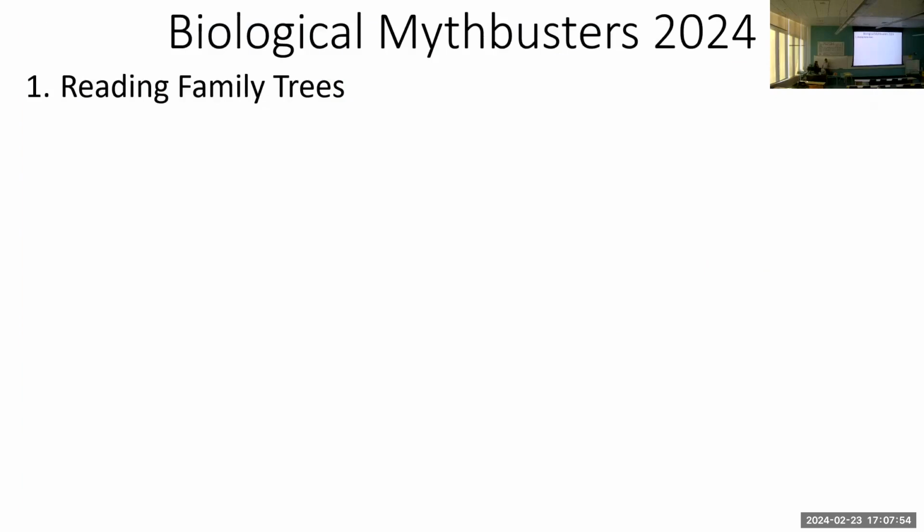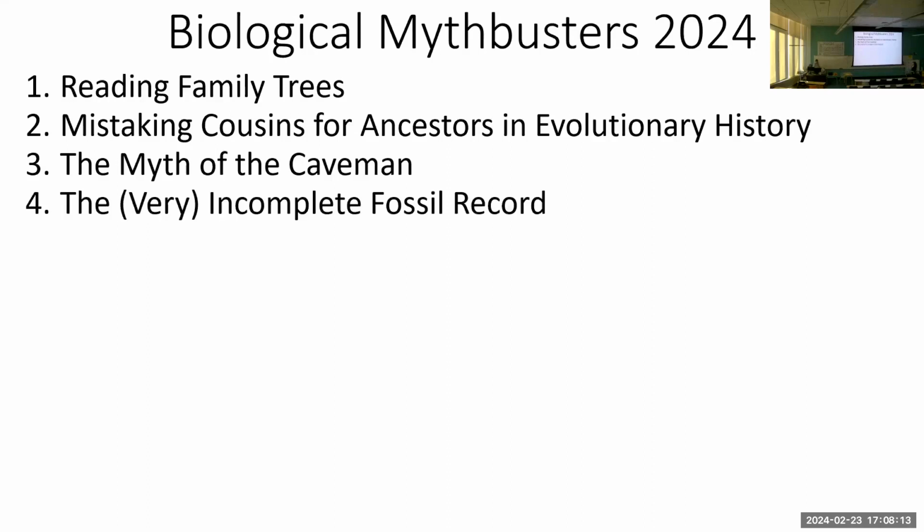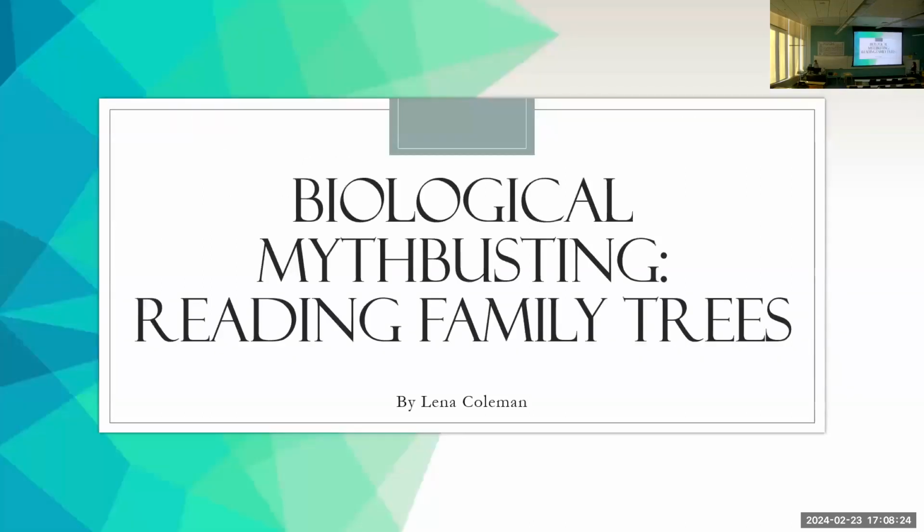So Lena is first going to cover how to properly read family trees or phylogenies. And she'll talk about mistakes that are common in textbooks and documentaries, mistaking cousins for ancestors. And then I'll talk a little bit about the myth of the caveman, and then also go over the very incomplete fossil record. So kind of problems and just how sparse the fossil record is, particularly for certain organisms. So Lena will start by talking about reading family trees, so you can take it away.